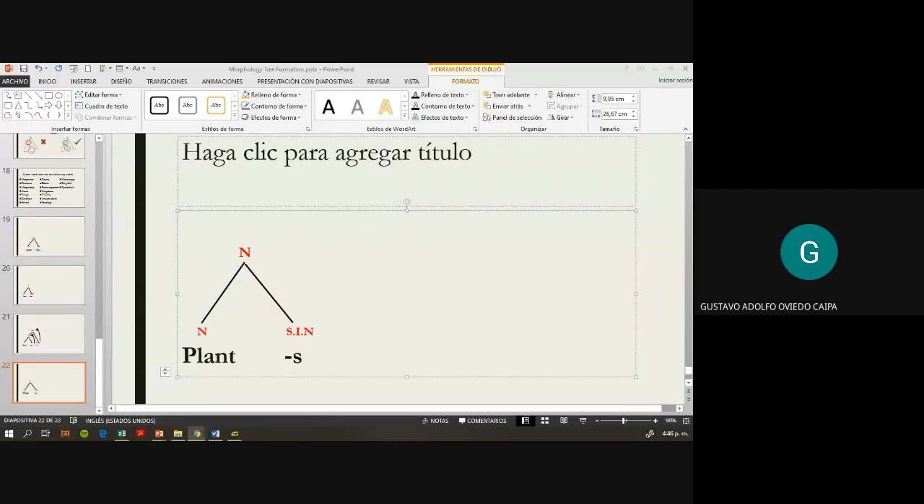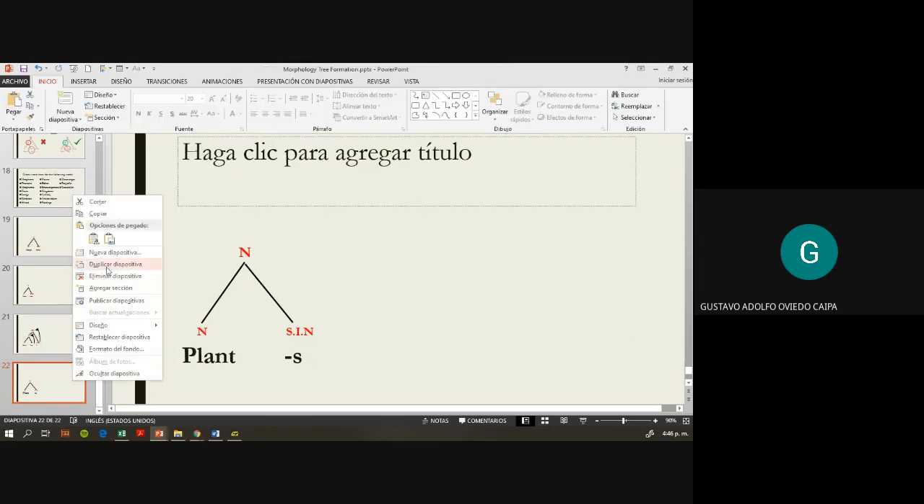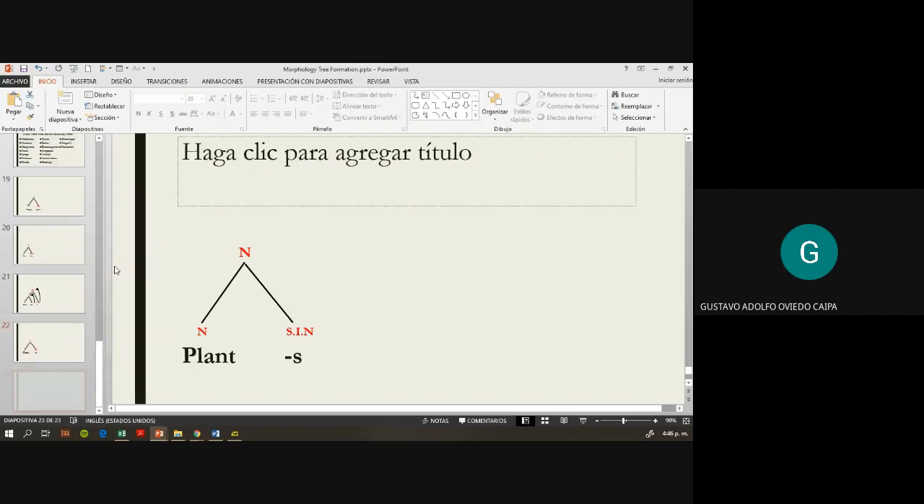let's see. All right, I want to see it in the chat section. What do you think the other option is? What else can we consider the word plant? What other category can we consider the word plant to be? Mayra, pretty good. Daniela, pretty good. I can consider plant to be a verb. So, duplicate.